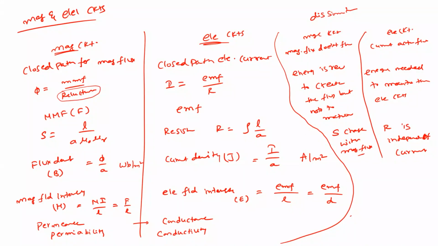So this reluctance S is L by A mu naught mu R. When the magnetic flux changes, this path changes, so L will change, A will change, and then the material will change, right? So that's why the reluctance depends on the magnetic flux. But this R is independent of the current. We have the formula for resistance: the current I equals voltage by resistance. That's all.